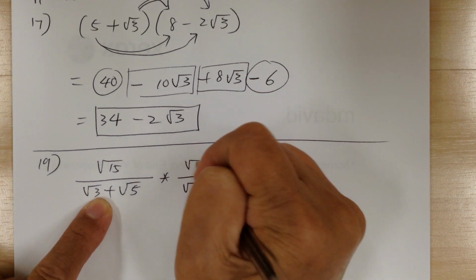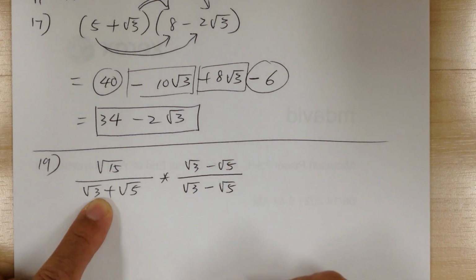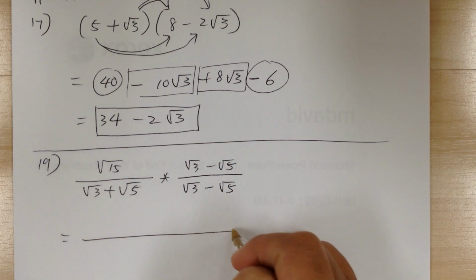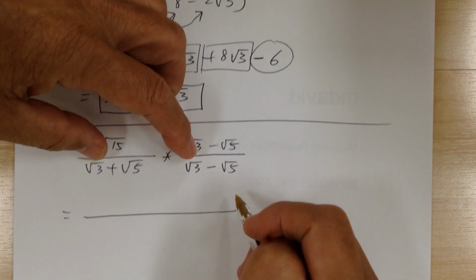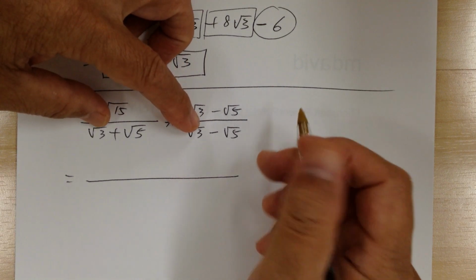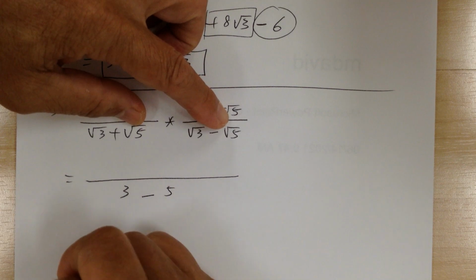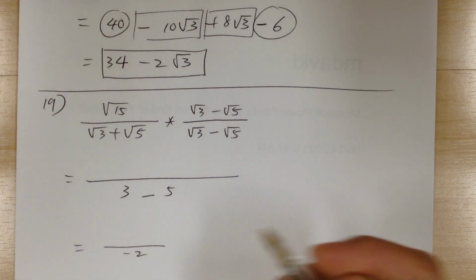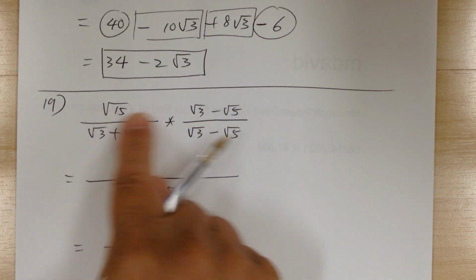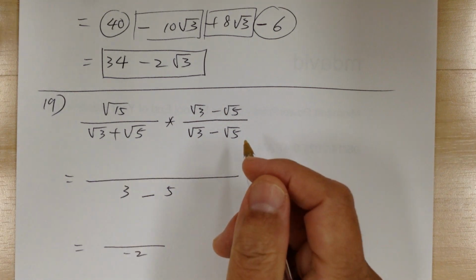And so you have to do the same on the top. So let's go and multiply the bottom first. So this will become 3 minus 5, and this will equal negative 2. And there's no 2 on the top, so you can just go and multiply.